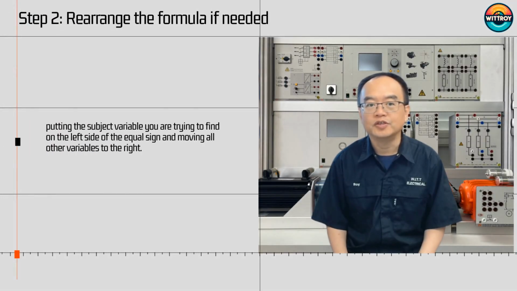Step 2. Rearrange the formula if needed. We can skip this step as we don't need to rearrange the formula for this example. The subject variable, I neutral, which we are trying to find, is already on the left side of the equal sign.